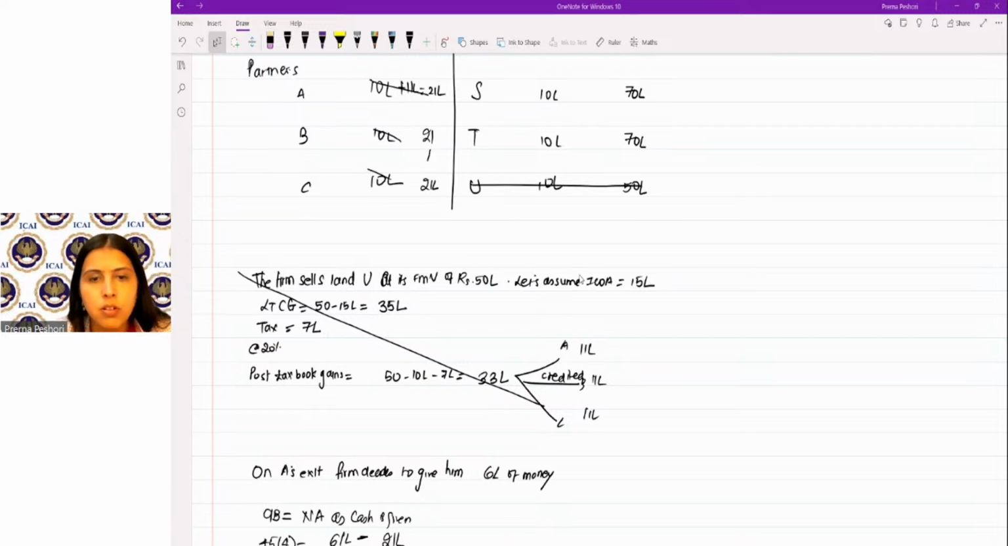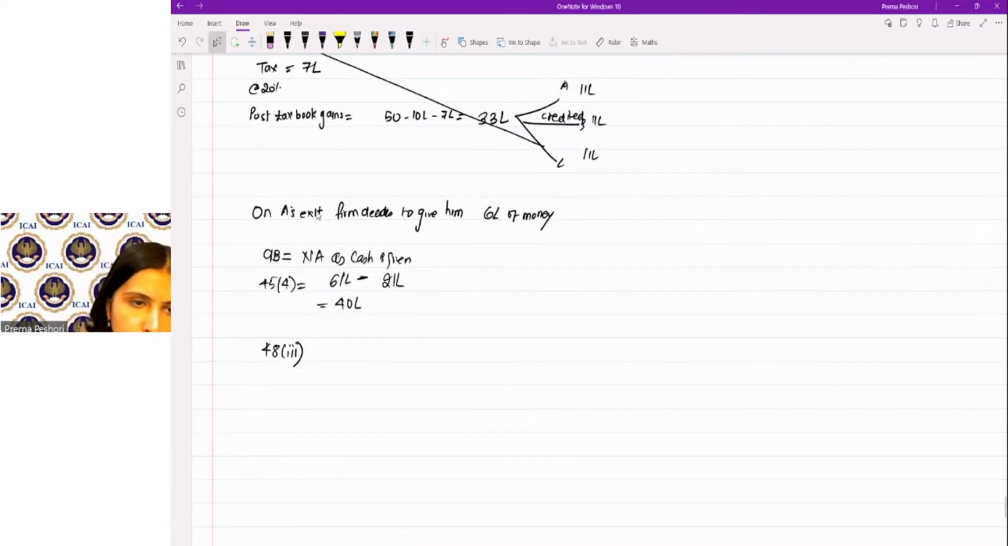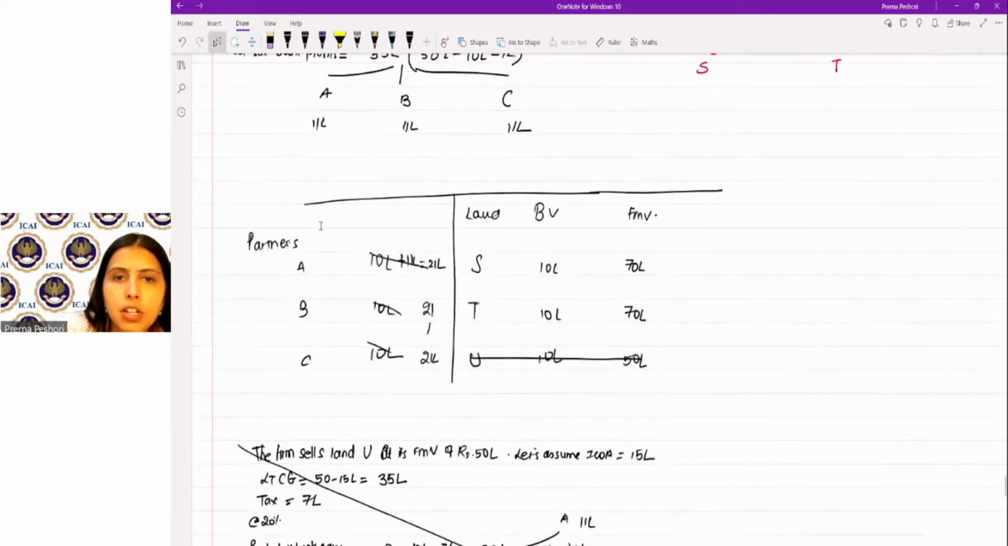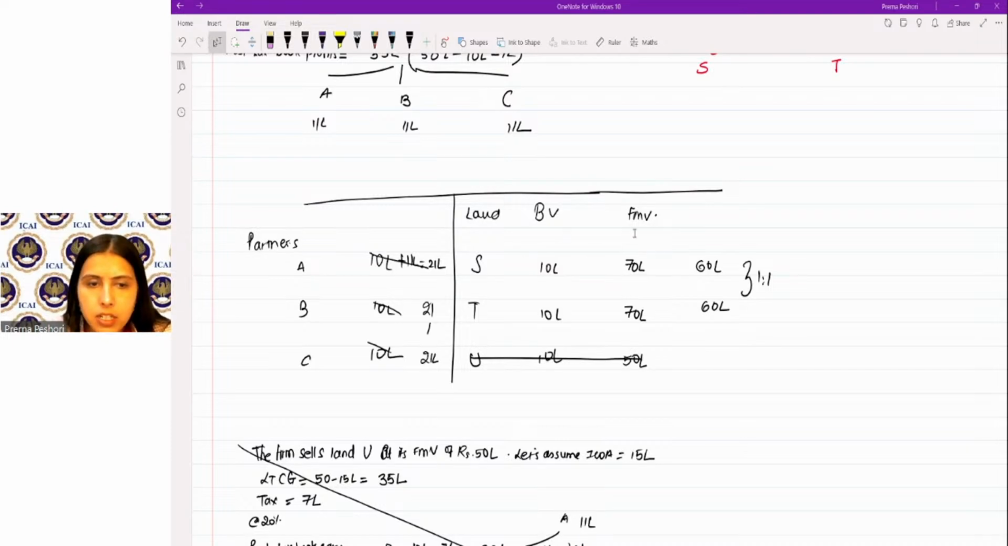Yes, Kopika, correct. So 48.3 again will be in the ratio of 1:1, which is 20 lakh and 20 lakh. Because if you see, the revaluation is 60 lakh over here, 60 lakh over here, which is the ratio of 1:1. Clear? Again, let's assume both S and T are long-term capital assets. So gain under 45.4 will be long-term capital gain. Is this example clear? Very simple example, nothing much. Next one is a little complicated, which is on goodwill.